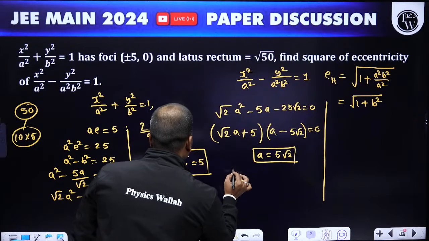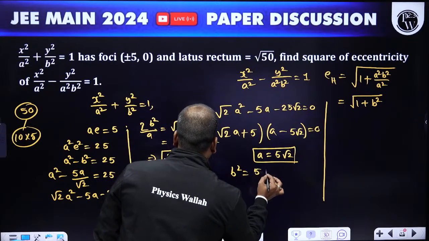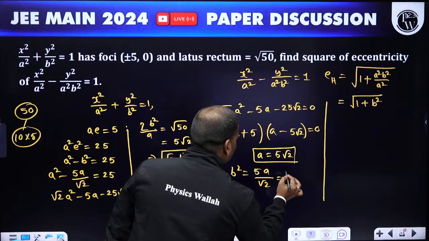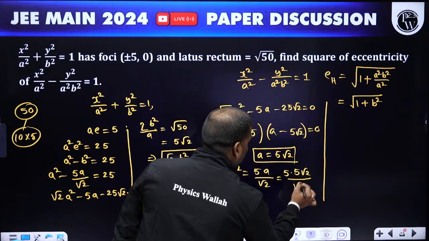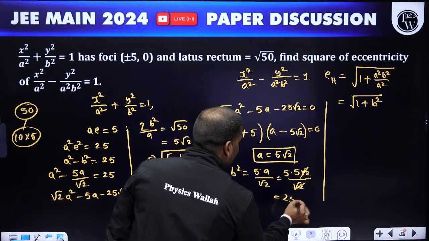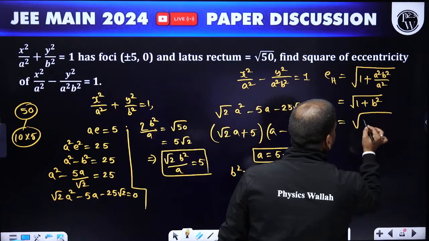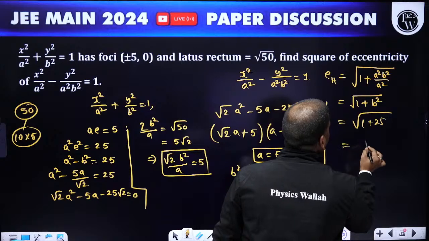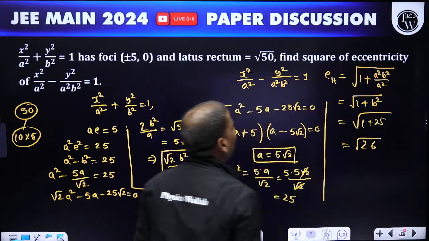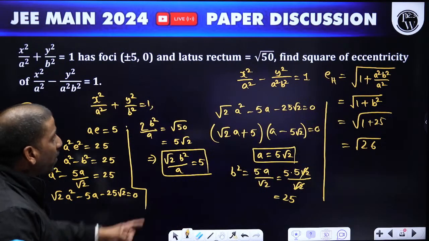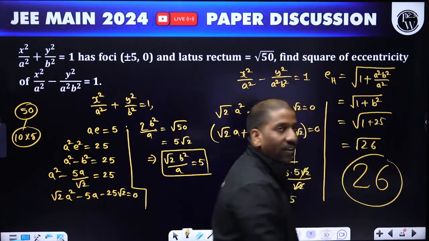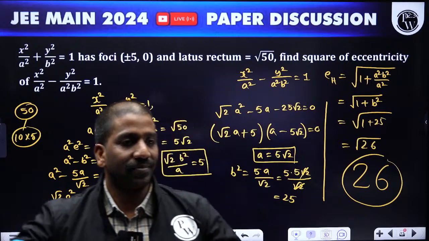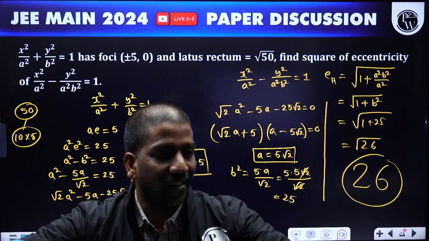So b square is equal to 5a by root 2. So 5 times 5 root 2 by root 2. Root 2 got cancelled. 25. b square is 25. Then we have 1 plus 25, which is equal to 26. Right? So the square of the eccentricity, the answer is 26. A simple calculation. Right?